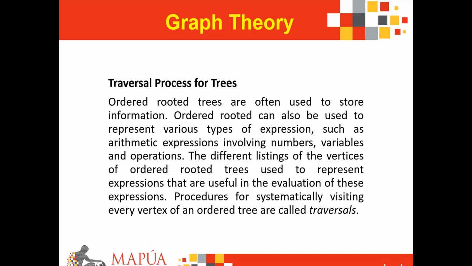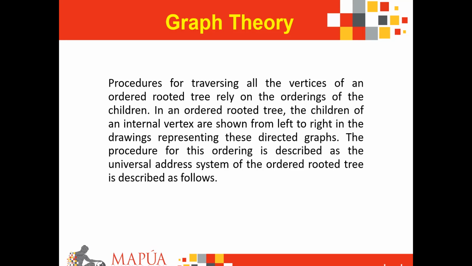So these traversal processes involve visiting each vertex of the corresponding rooted tree exactly once. One such procedure is called the universal address system, whereby the procedure for the respective rooted tree starts from the given root and goes down to the lower levels.